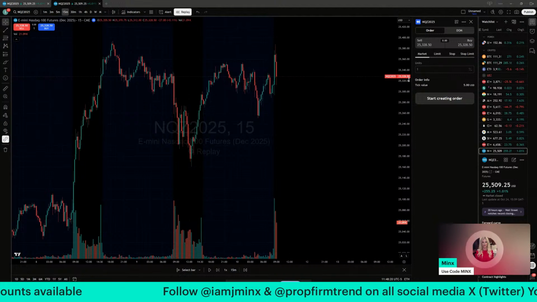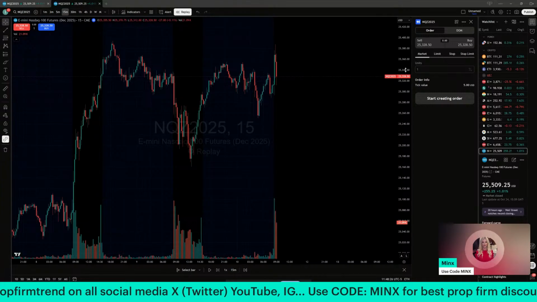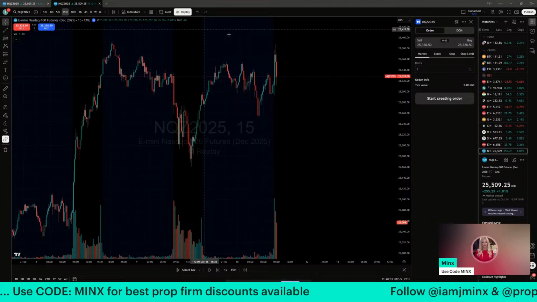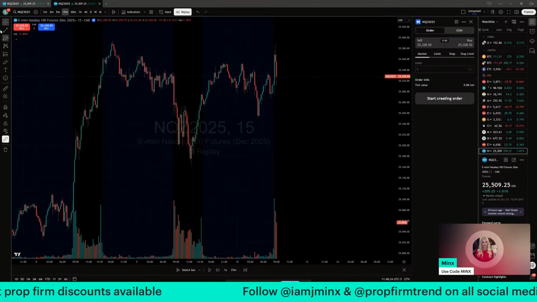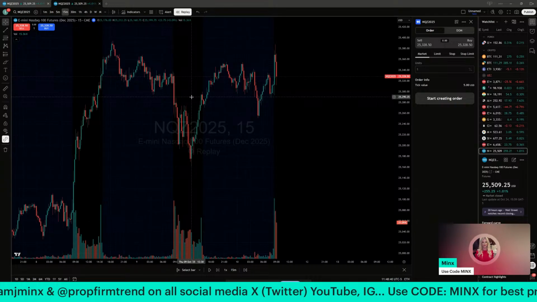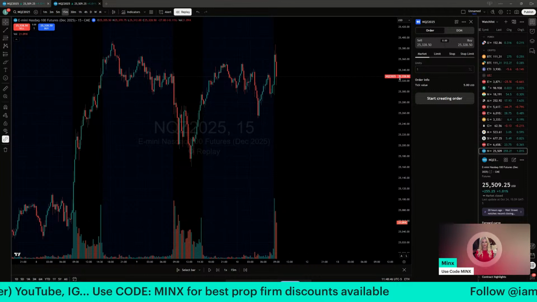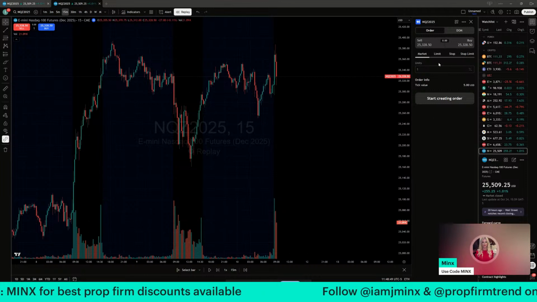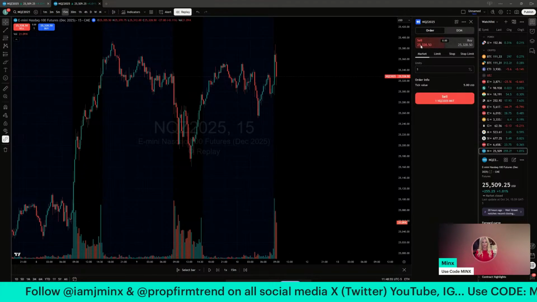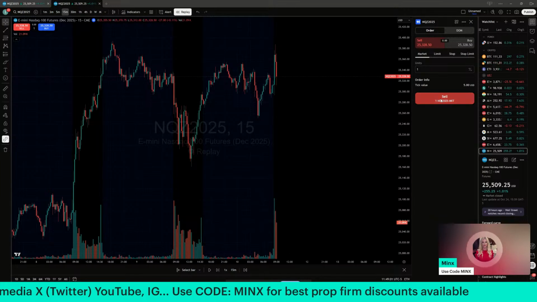So for every 0.25 that it moves, it's $5. That's an NQ. If you're using the micro version, it is 50 cents, or $2 for every dollar that it moves. So let's say we were trading NQ, and we want to go short, because we think the price is going to come down. This is just one contract.